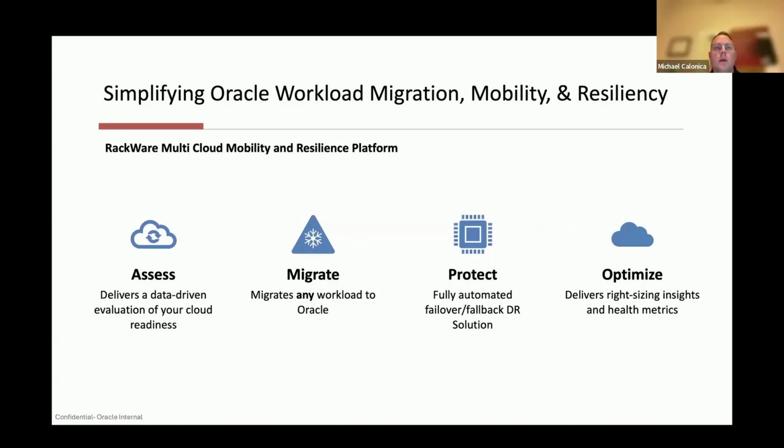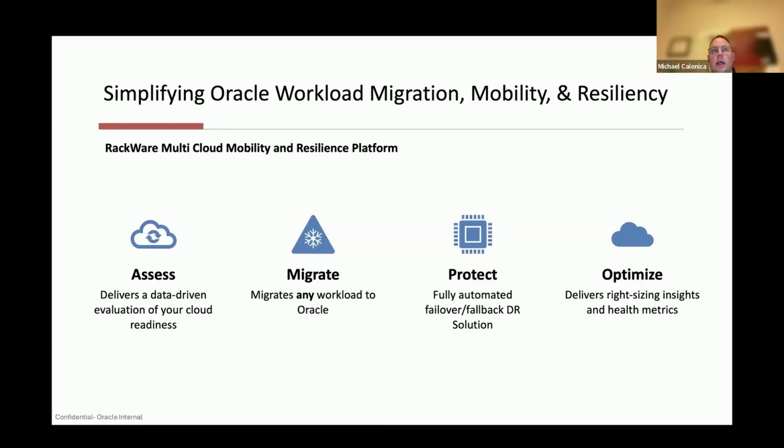A little bit more about RackWare. What is RackWare? RackWare is a multi-cloud mobility and resilience platform. And here we're going to talk about how RackWare can simplify Oracle workload migration, mobility, and resiliency across distributed cloud and Oracle Cloud. We look at the migration journey really in four phases: the initial planning phase, the execution phase, the protection phase, and then the ongoing optimization and monitoring phase. What do we mean by that?